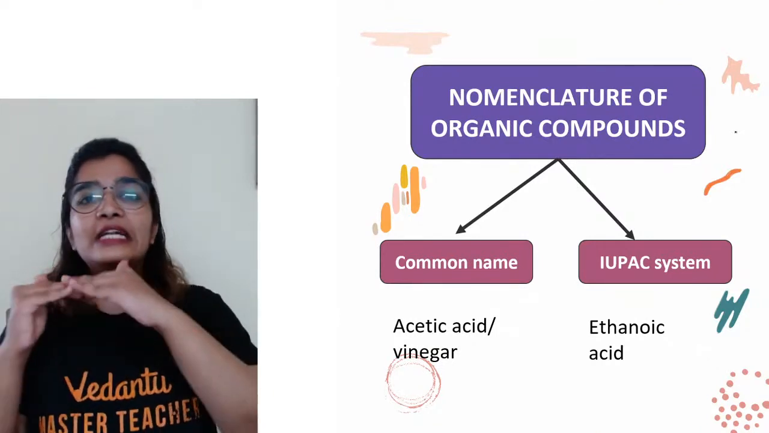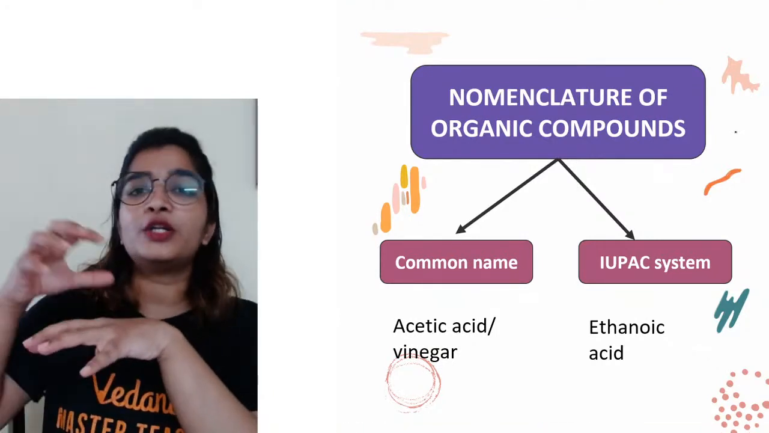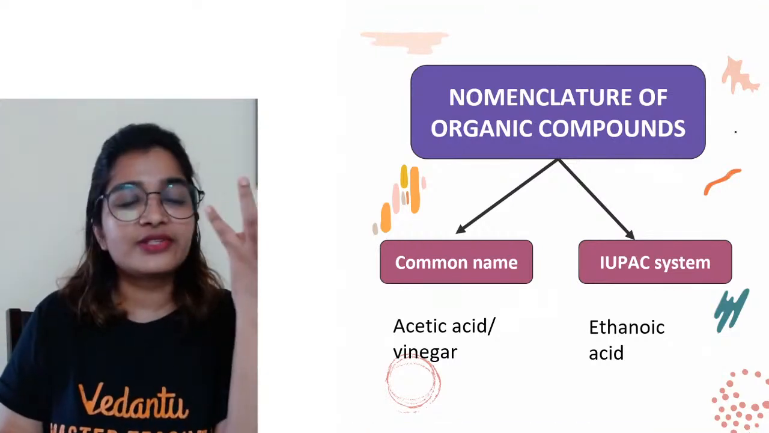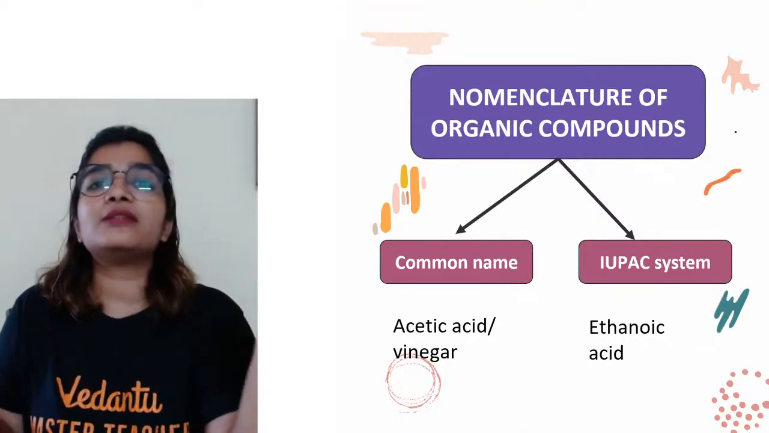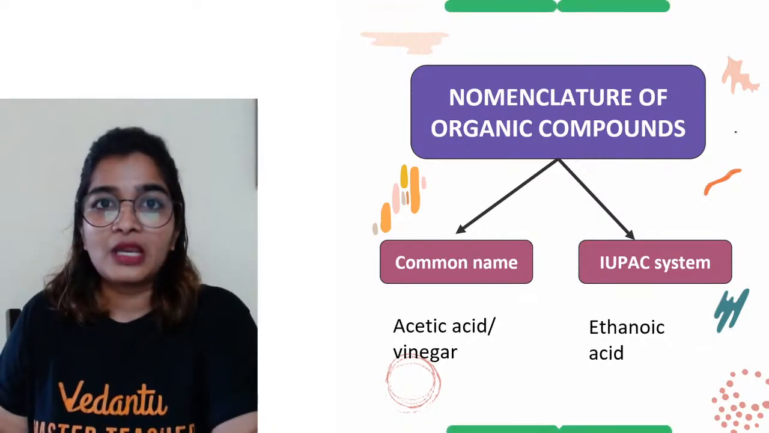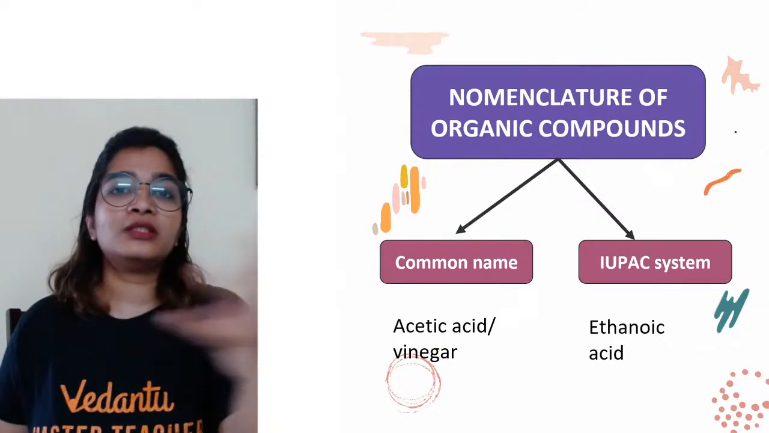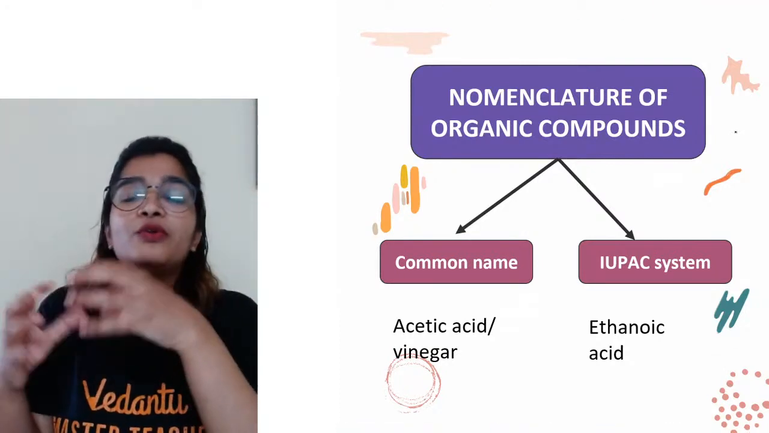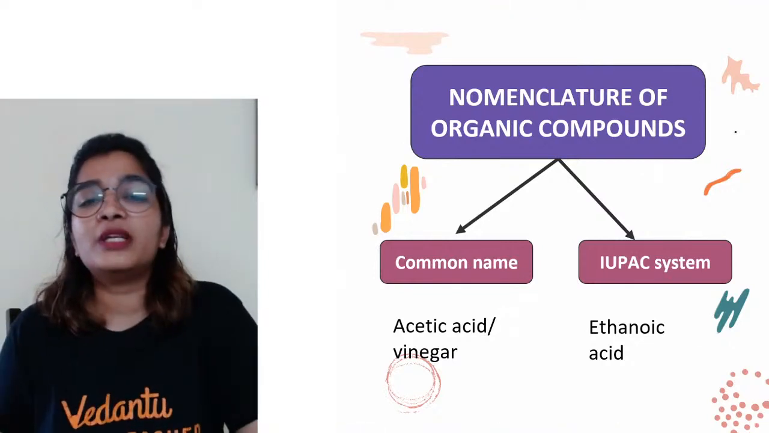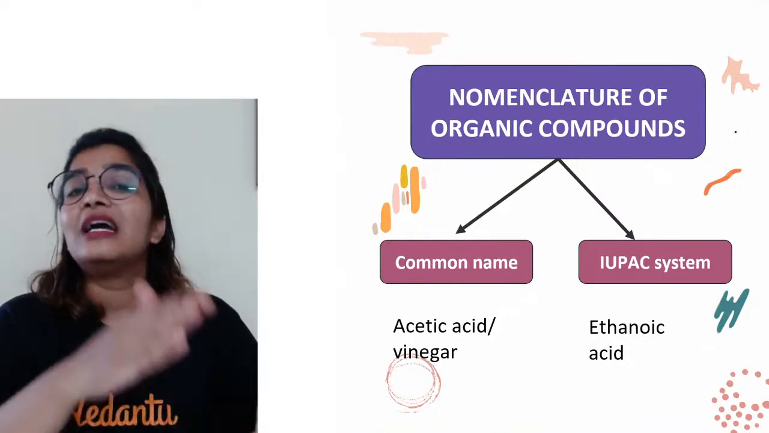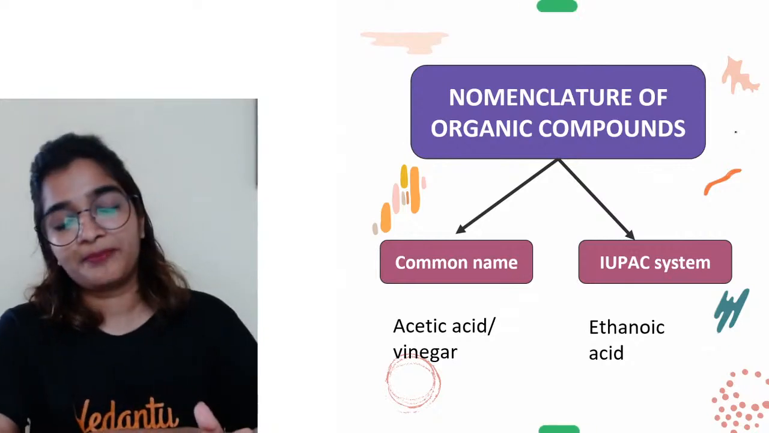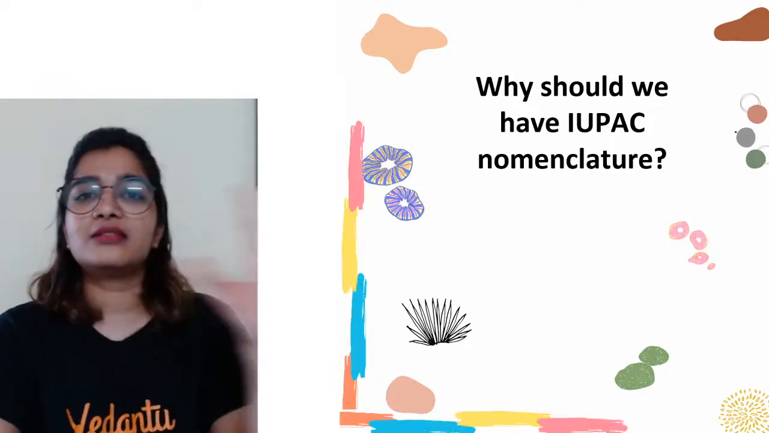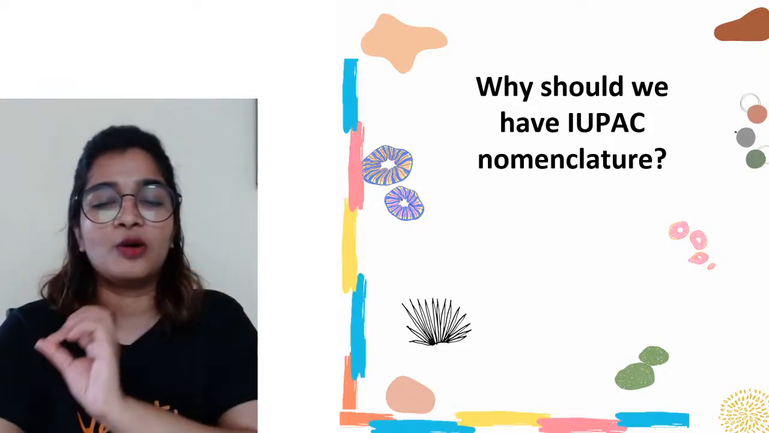So on the international level, they wanted to have the same name for each compound. Like, okay, there is this ethanoic acid. It should be called ethanoic acid in every country. I will be calling it vinegar, others will be calling it something else, right? So for the ease of communication, we have this nomenclature prescribed by IUPAC and everyone has to stick to it. Okay? So that answers this question, why should we have IUPAC nomenclature?